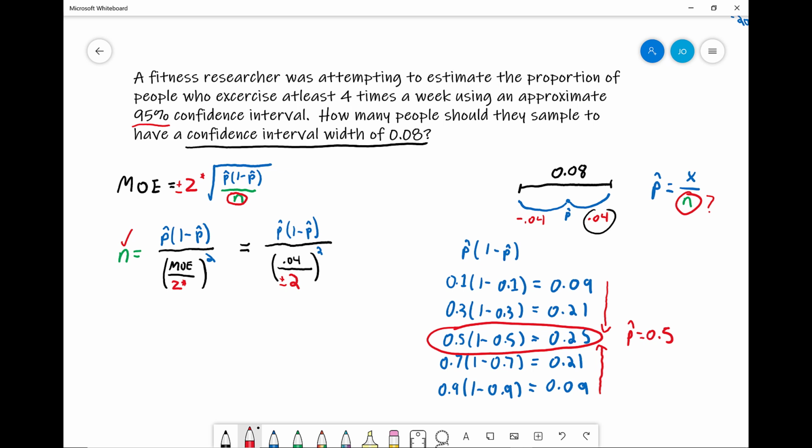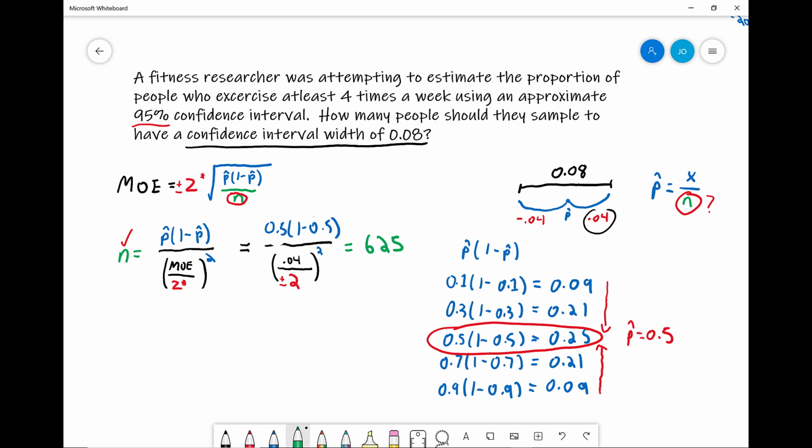We'll always reach our precision level, and if anything, we'll be more precise. So using 0.5 is this nice safe value for us to guarantee to get our precision rate. So what we'll do is we'll substitute 0.5 as p hat. And if we were to do this out, we end up with 625.